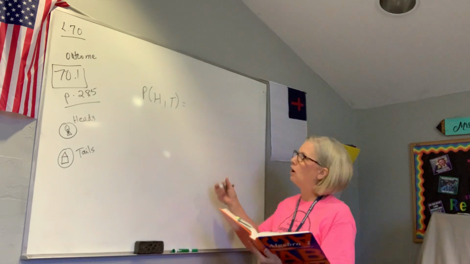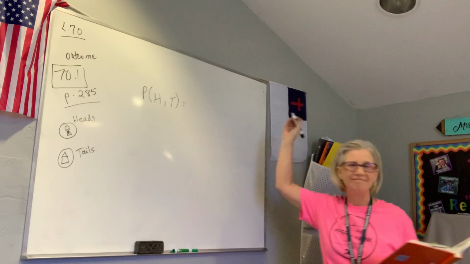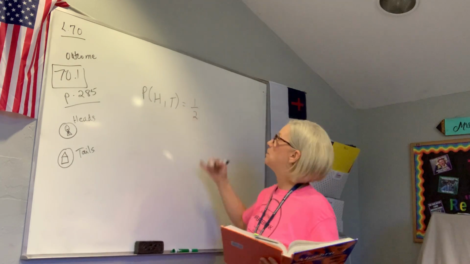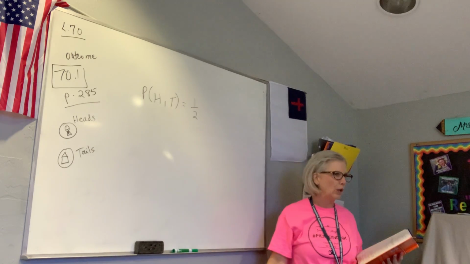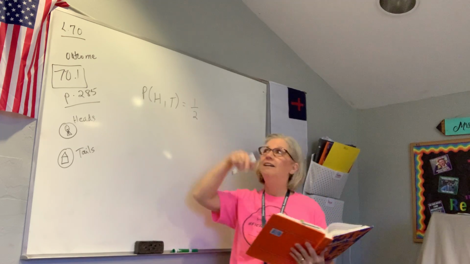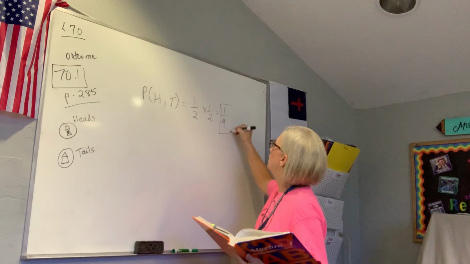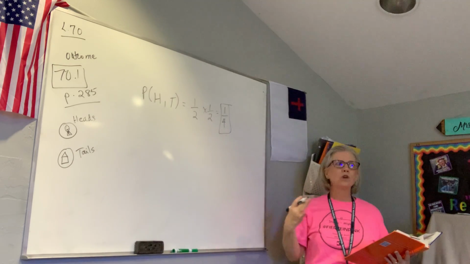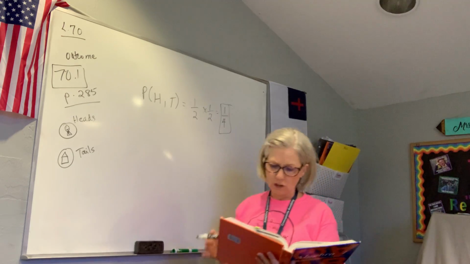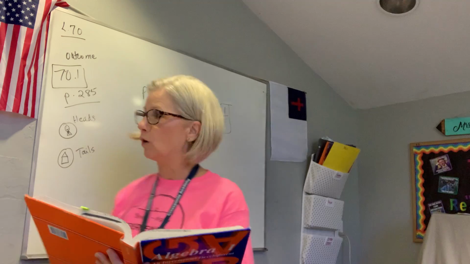All right, so somebody tell me, what is the probability of rolling heads on the first roll? 1 out of 2. What is the probability of flipping a coin and landing on tails second? 1 out of 2. So we multiply those and we end up with 1/4. So you have 1 in 4 chances of actually flipping and getting heads on the first one and tails on the second one.